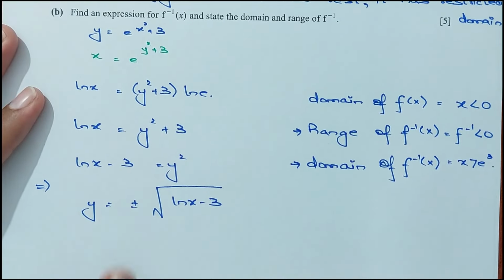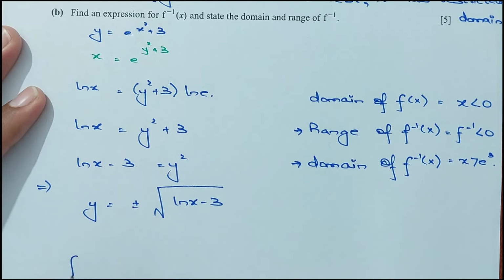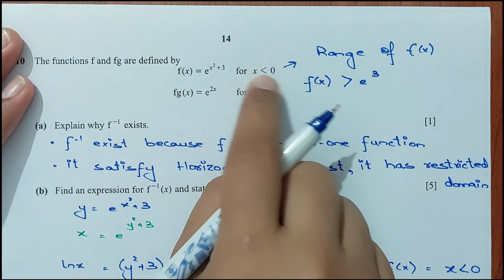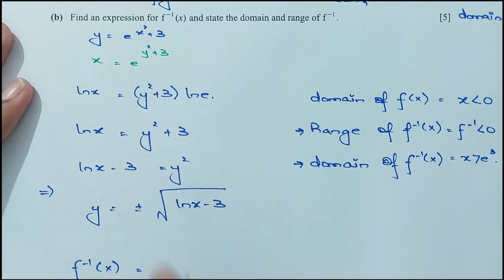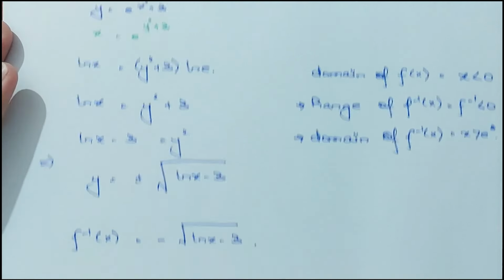Now for f inverse, we can take positive or negative. So the domain is x greater than e to the power of 3, and the range of f inverse is less than 0. I guess the domain and range are clear. Now for f inverse of x, we have to take the negative. Why? Because the values must be less than 0. So we take the negative of the square root of ln of x minus 3. That would be f inverse of x.